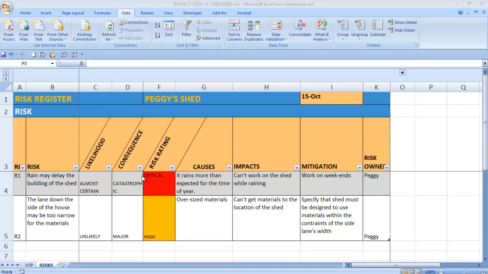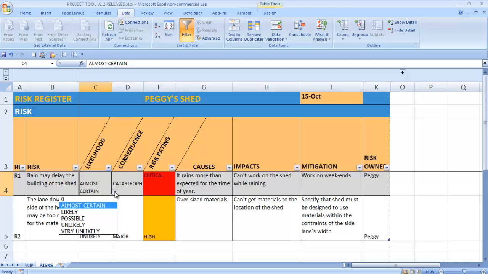How it looks is here's our risk register, and we've got columns for a risk ID reference. Then we have a column for a brief description of the risk. So here we've got that rain may delay the building of the shed. Then we have a few columns which will help us sort out how important this risk is, and the ratings for the likelihood. The probability of happening can be from almost certain, likely, possible, unlikely, and very likely. Then the consequence can be catastrophic, major, moderate, minor, and insignificant.